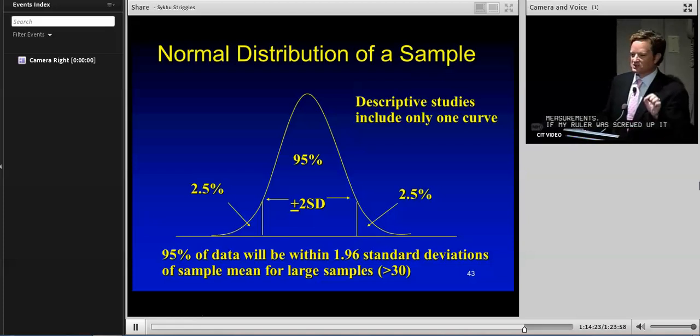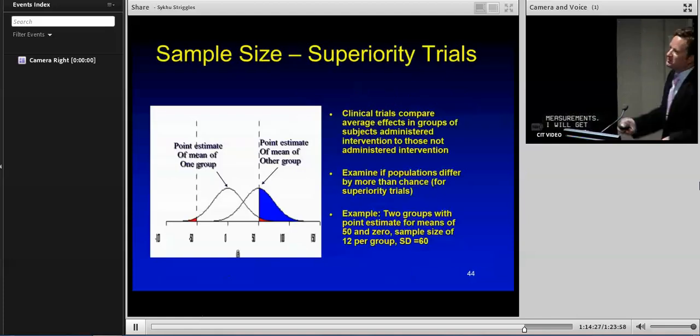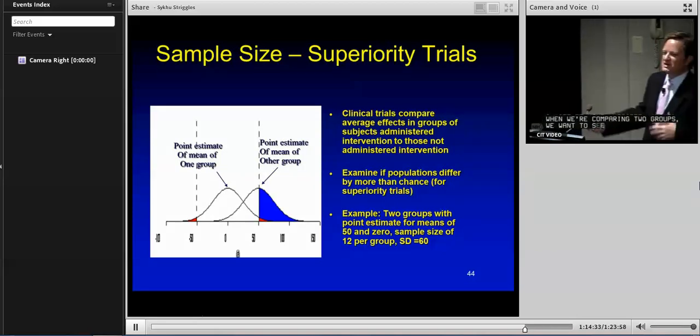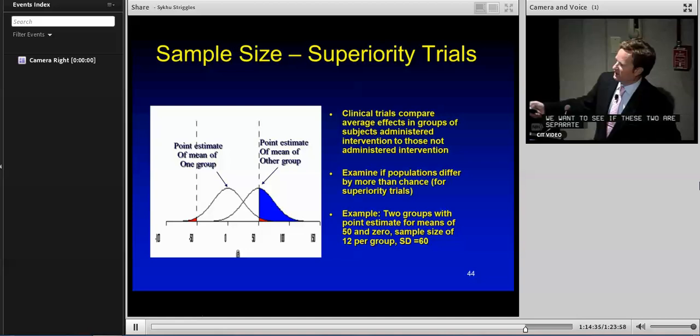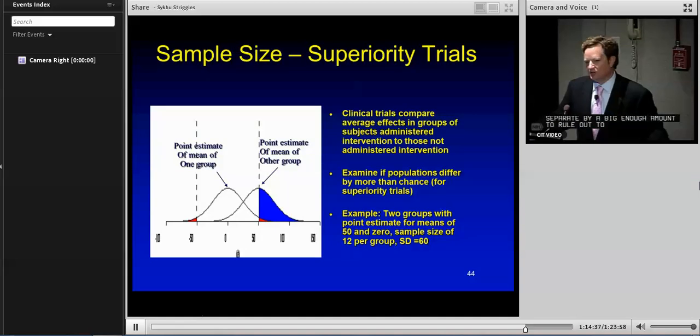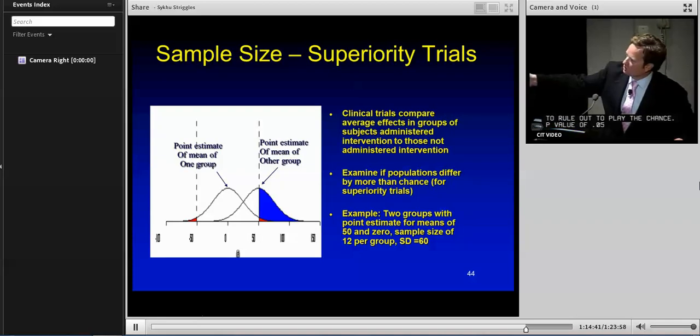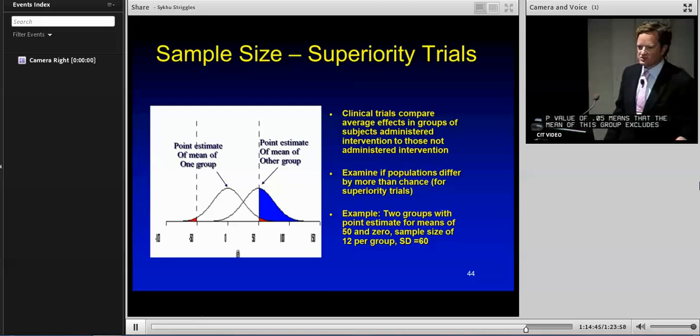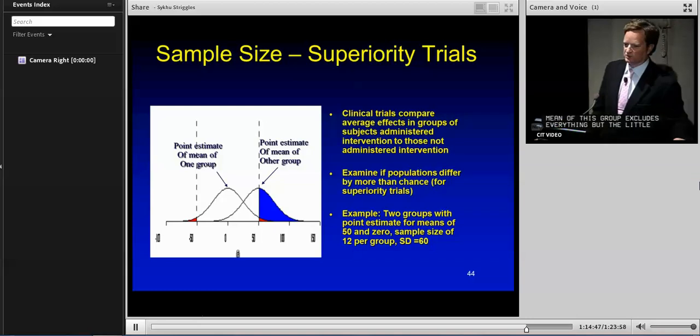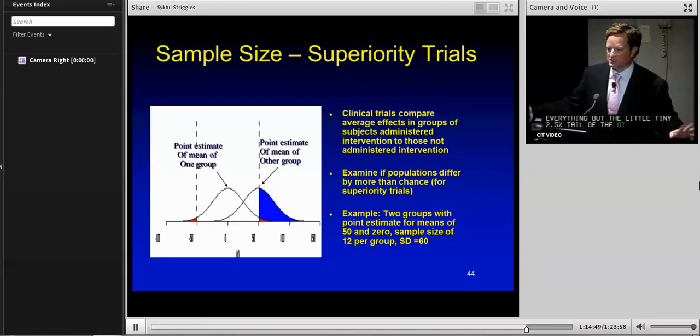I will get greater precision, but I will just be more precisely wrong. So when we're comparing 2 groups, what we want to see is whether these 2 curves are separate from each other by a big enough amount to rule out the play of chance. So what a p-value of 0.05 means is that the mean of this group excludes everything but the tiny 2.5% tail of the other group.